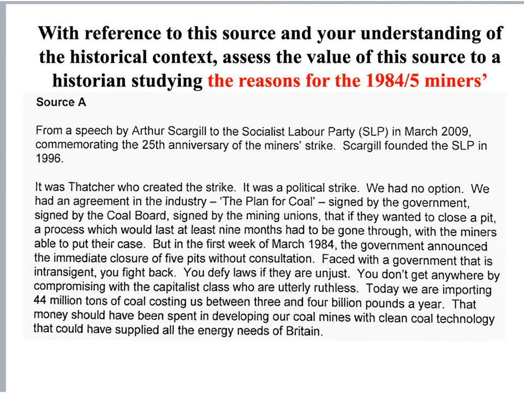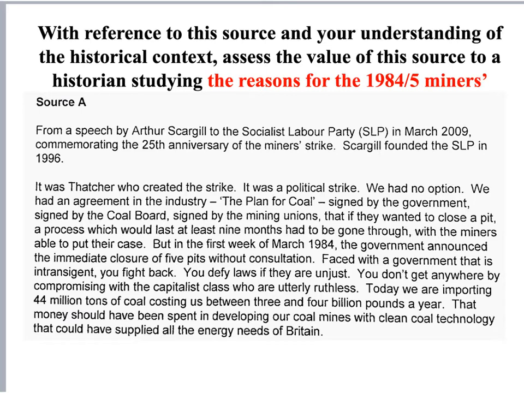This is very passionate, but then again, you could argue that that's less useful to us because obviously there's emotion in there, and Scargill is exaggerating things, and all this talk of capitalist class being utterly ruthless is a little bit over the top, perhaps, in terms of language.